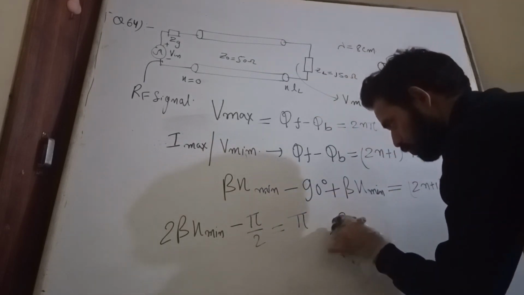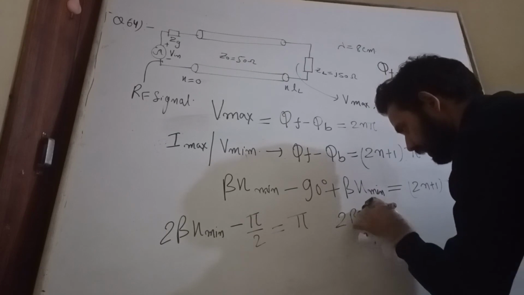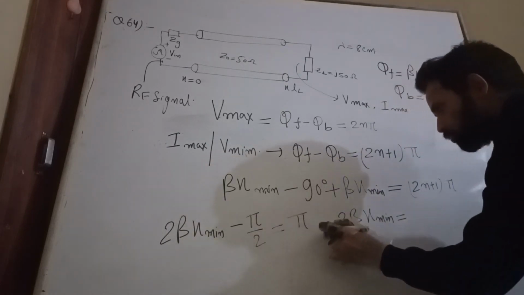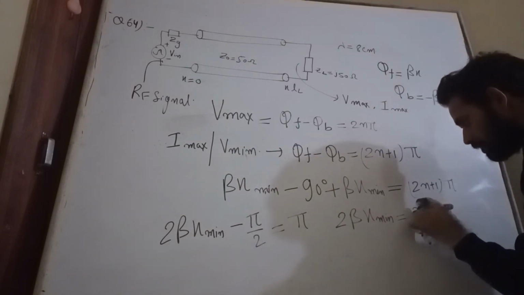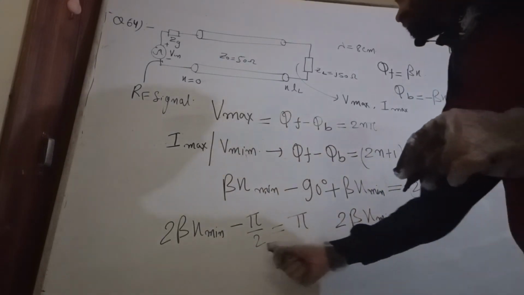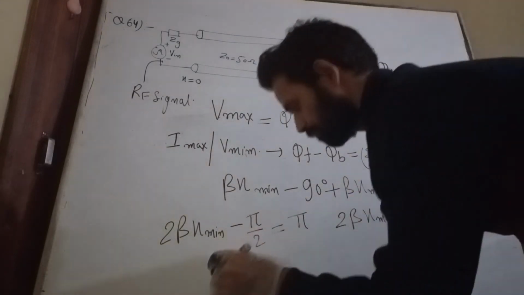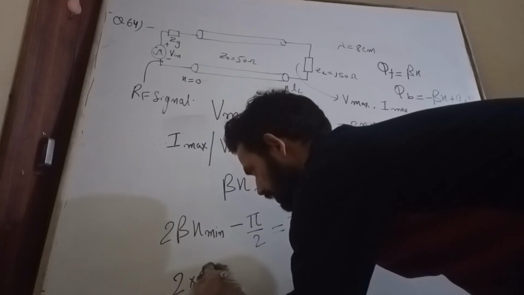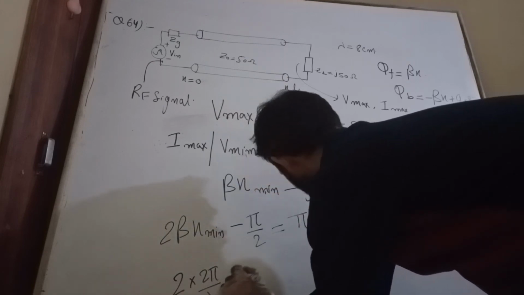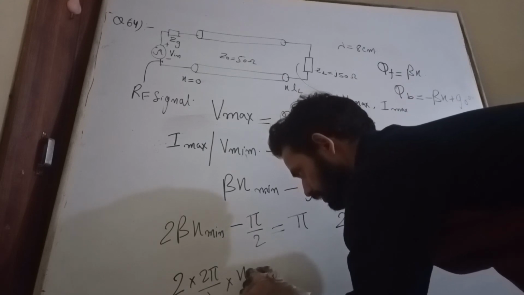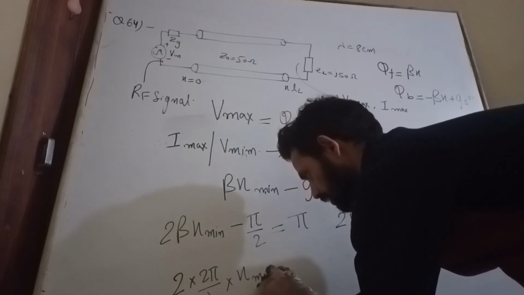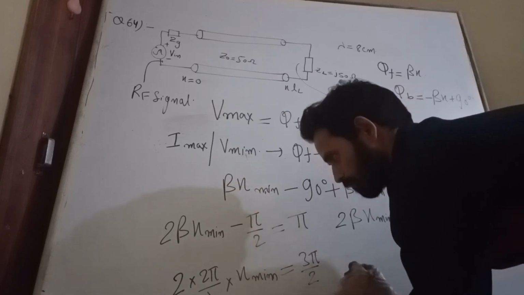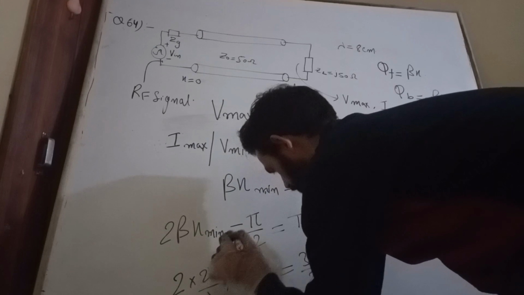Therefore 2 beta x minima is equal to, this pi by 2 will come here and we will get 3 pi by 2. Pi plus pi by 2 is nothing but 3 pi by 2. Now 3 pi by 2, and 2 beta is 2 into 2 pi by lambda, into x minima is equal to 3 pi by 2. Yes, pi gets cancelled from here.